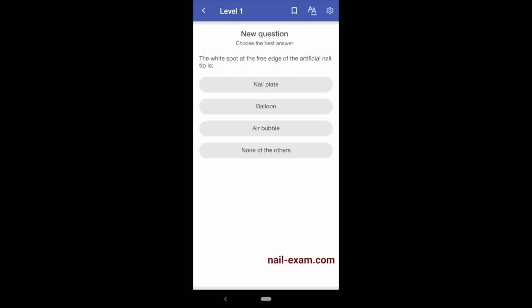The white spot at the free edge of the artificial nail tip is: A. Nail plate. B. Balloon. C. Air bubble. D. None of the others. The answer is C.